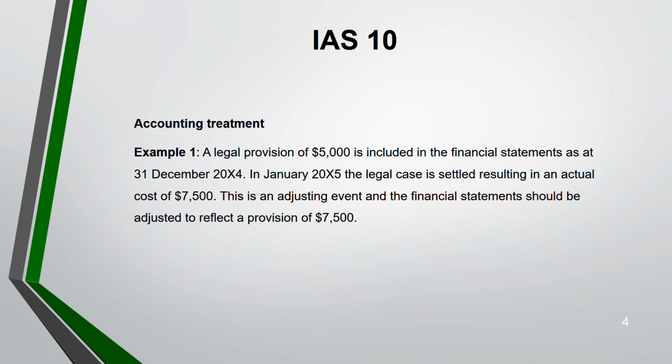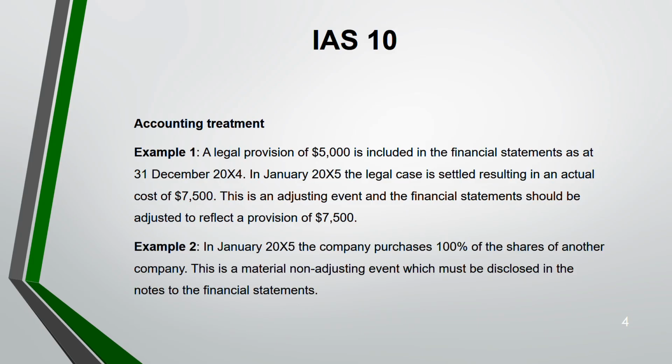Because in 31st December 2004, you have recognized a legal provision. Okay? There was an evidence of that. So now you have to adjust it. How? You have to adjust your provision to 7,500.